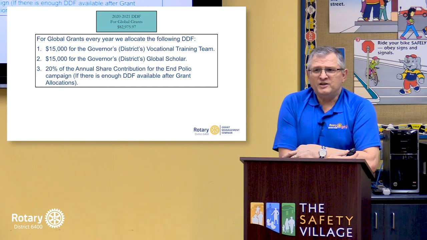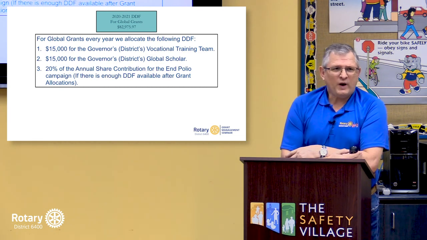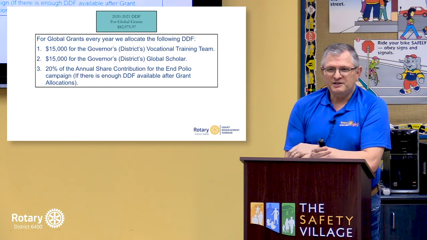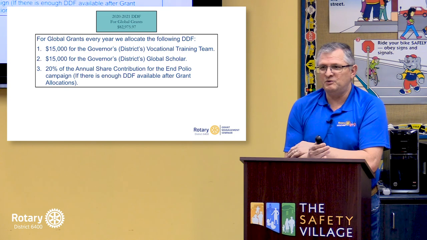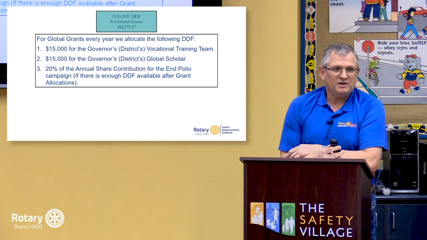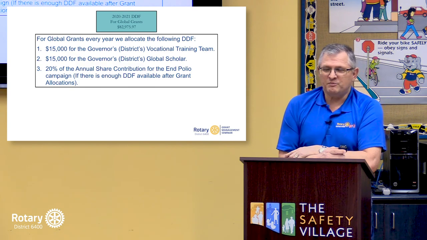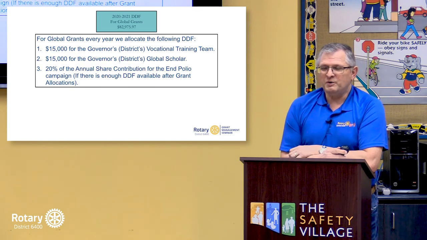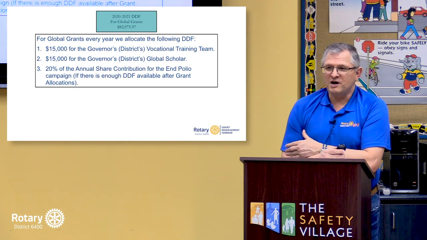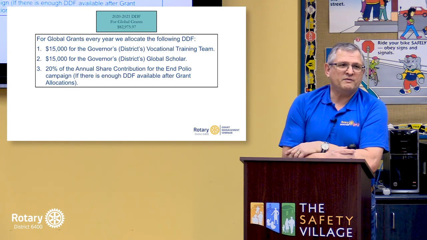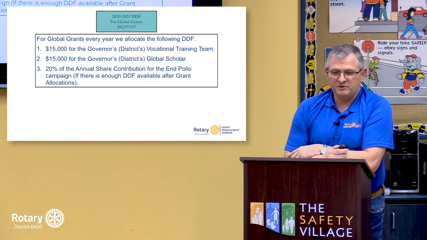About 20% we put towards the polio campaign. Now, we wait until the end of the year to make sure that we have 20% of that money available, that we haven't given it out to clubs doing global grants. So far, ever since this program has started, we have met our 20% commitment. When polio is over, if we continue, we will get special recognition as a district for having been a key part of eradicating polio from the world. So far, every year, we've made our 20% commitment.